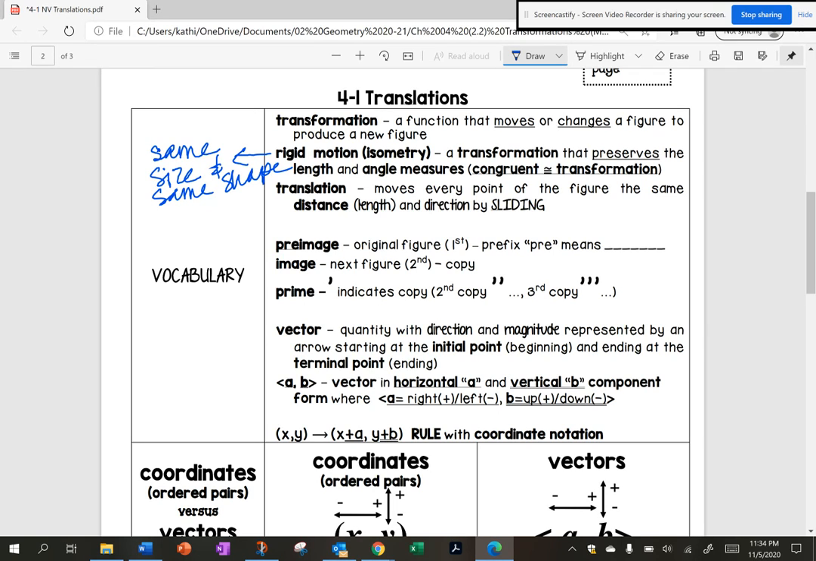A translation moves every point of the figure the same distance and the direction by sliding. The pre-image is the original or the first figure. So the pre-image prefix pre means before.